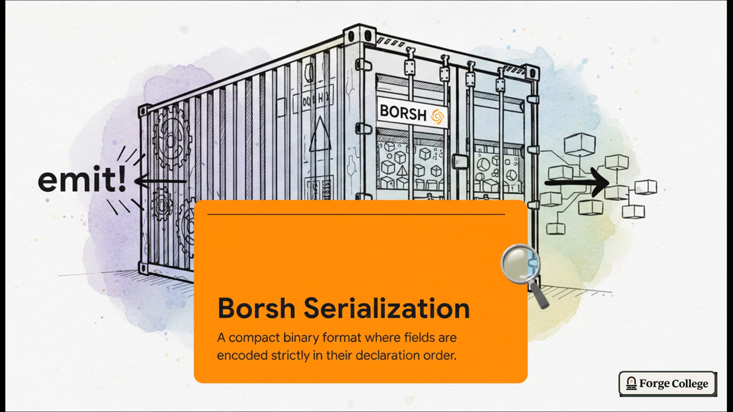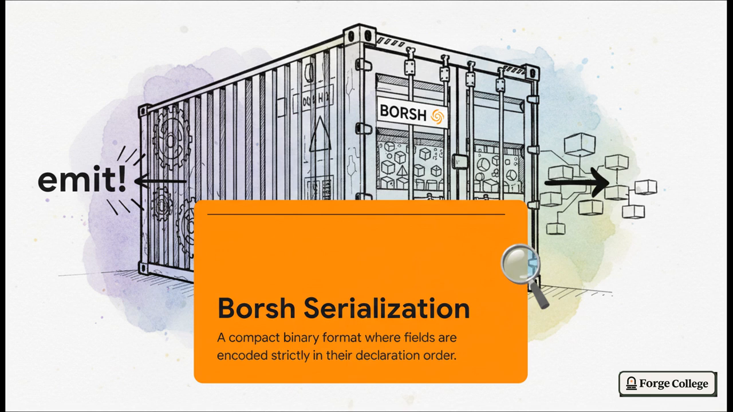When that emit macro fires, it uses Borsh to encode your event data into a highly compact binary format. To really grasp this, compare it to something like JSON. In JSON, every piece of data is neatly labeled. You literally send the text name right next to the value Alice. Well, Borsh doesn't do that. Borsh completely strips away all the labels to save space.